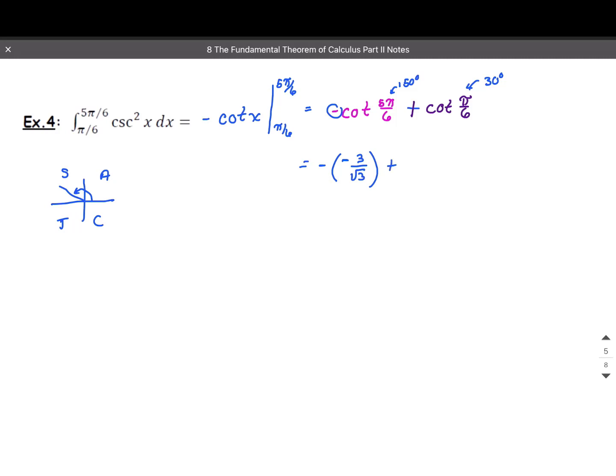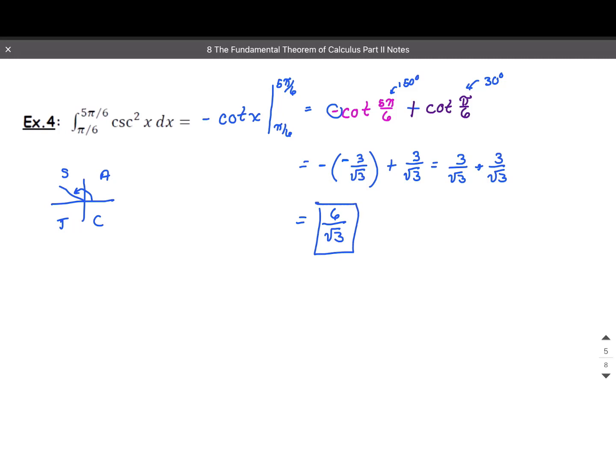Plus, now we need the cotangent of pi over 6, or just the cotangent of 30 degrees. Well, we just said that the tangent of 30 degrees is rad 3 over 3, so the reciprocal is 3 over radical 3. Now remember, two negatives, that gives you a positive. 3 plus 3 is 6, and we keep the common denominator.